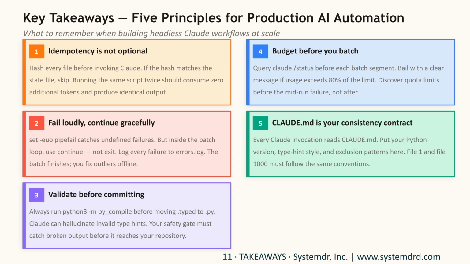Budget before you batch. Discovering quota limits during a run is the worst possible time. Checking first means you can pause gracefully, communicate clearly, and resume in the next session without wasted work. Always query usage before starting each batch segment.